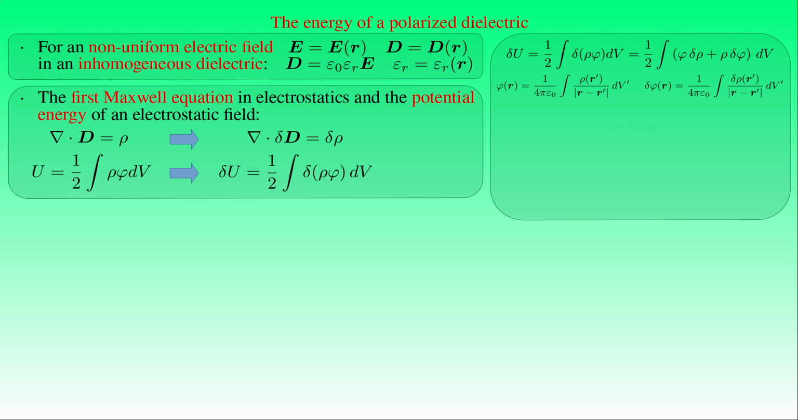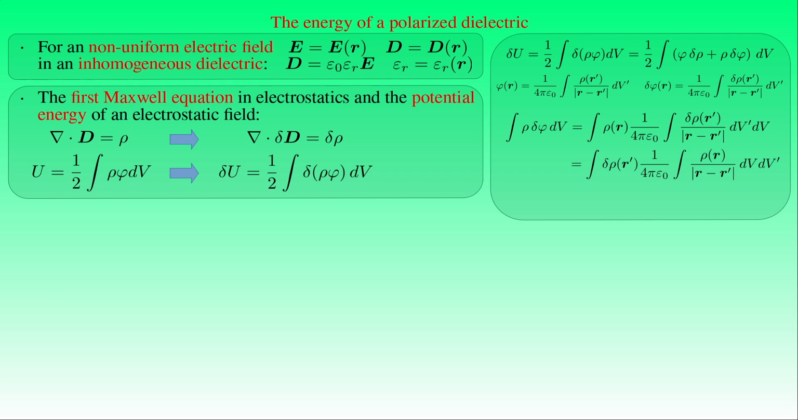We can substitute this expression into the volume integral of ρ times δφ and exchange the order of integrations. Then we can exchange ρ evaluated at the position r with δρ evaluated at the position r' as well. As a result, the inner integral gives the potential φ evaluated at the position r' and we obtain the product of δρ and φ in the integrand. Since all the quantities are primed in the integral, we can drop the prime and substitute this result into the variation of the potential energy U, and the latter can be written as the volume integral of the product of the potential φ and the variation of the charge density ρ.